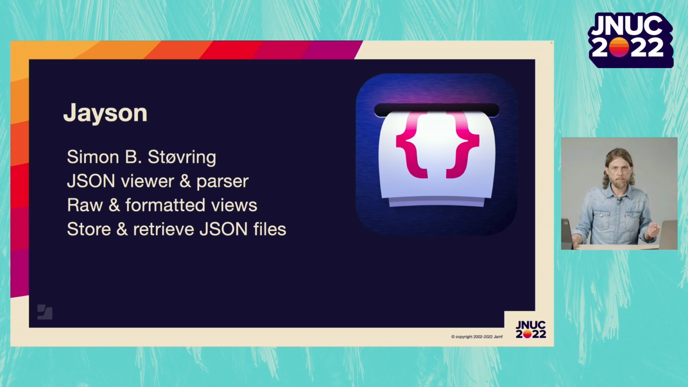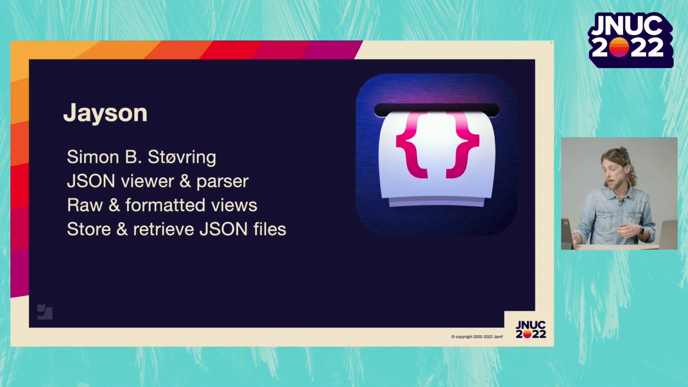JSON is another great one, made by Simon Stervering. I believe you pronounce his surname like that. So it's a JSON viewer and parser. You can have the raw plain text, or you can have a formatted sort of view, which really can be helpful if you're dealing with a massive response from an API, just to work out how you need to hierarchically get to where you want to go. So it'll also store and retrieve JSON files. So JSON will hold little snippets of JSON code for you to bring into a shortcut for whatever you need to do.